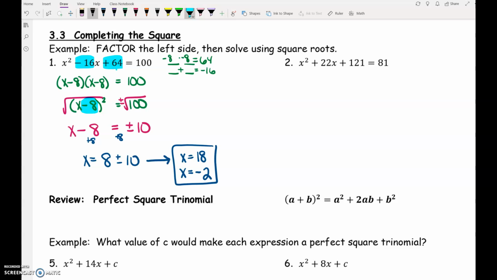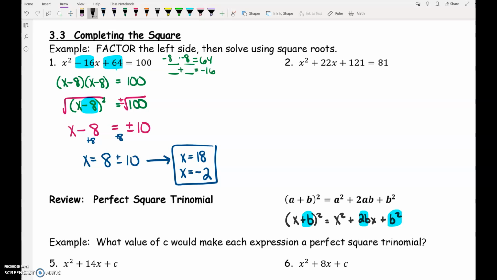So in a perfect square trinomial, and I'm actually going to kind of rewrite this as x plus b squared, it's x squared plus 2bx plus b squared. So this middle number is 2 times whatever number is in your parentheses, and the third number is that number from the parentheses squared. This is called a perfect square trinomial because you take a binomial, square it, and it becomes this trinomial from the perfect square. So it's a perfect square trinomial.